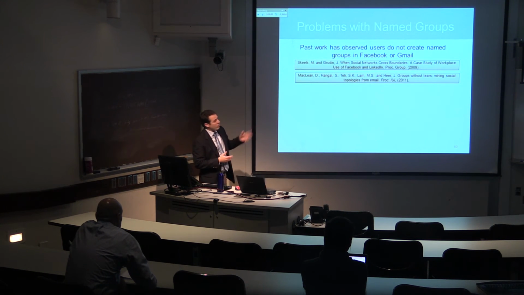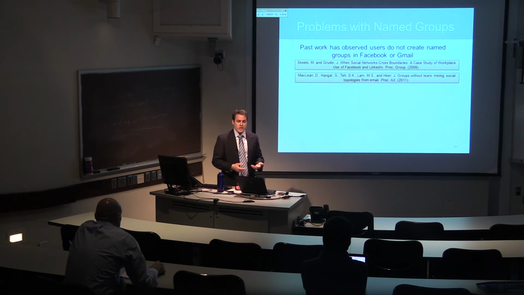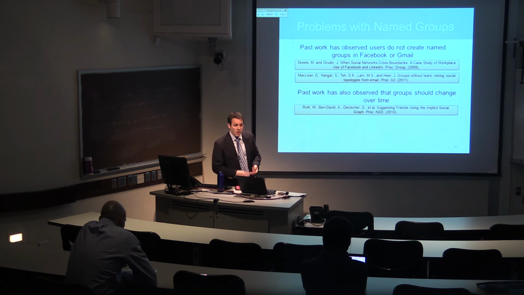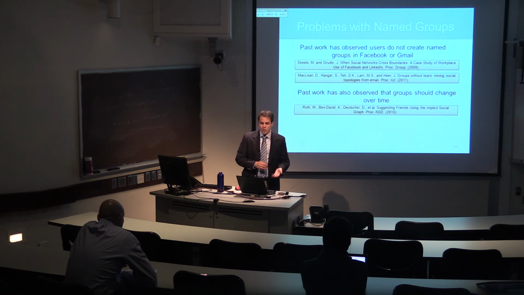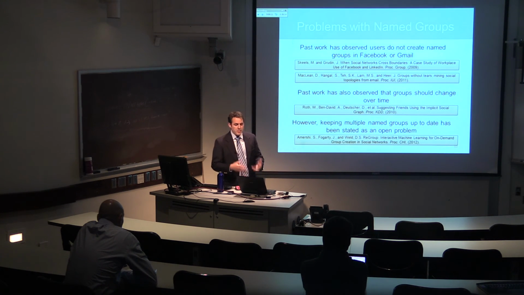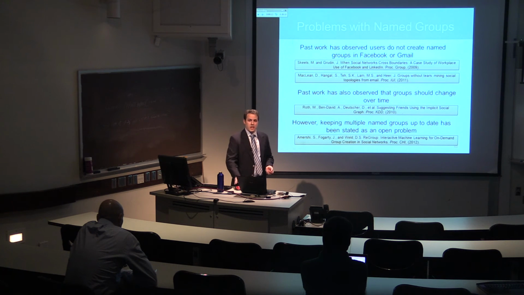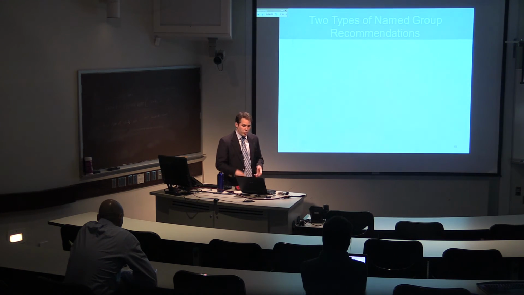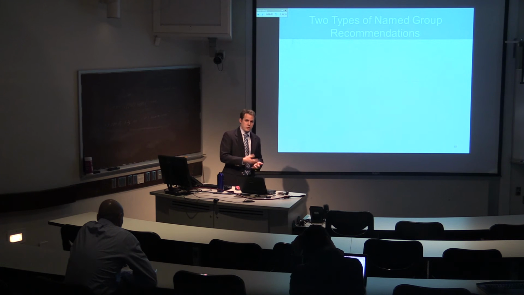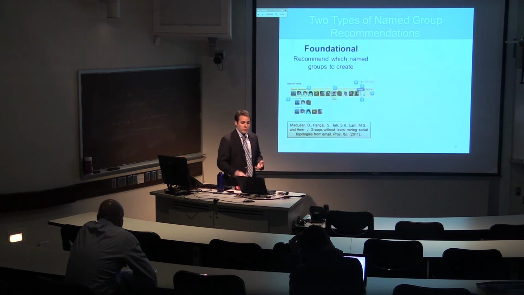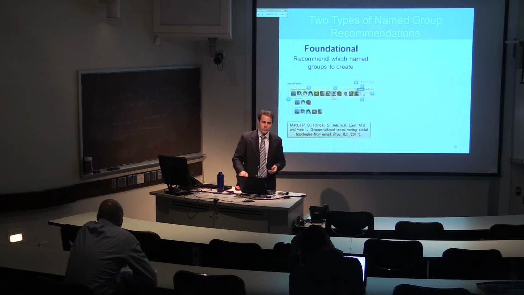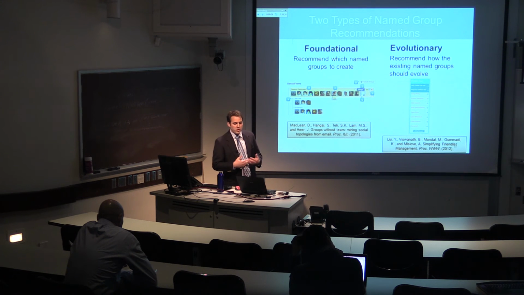However, there are certain problems with name groups. Namely, past work has observed that users do not create name groups in Facebook or Gmail. And it has observed that groups should change over time, but keeping multiple name groups up to date has been stated as an open problem. So there are really two types of recommendations associated with name groups: foundational, which recommend which name groups to create, and evolutionary, which recommend how existing name groups should evolve.